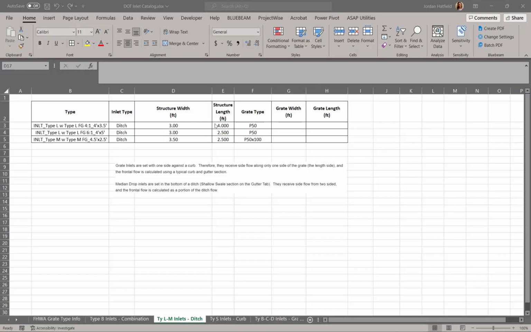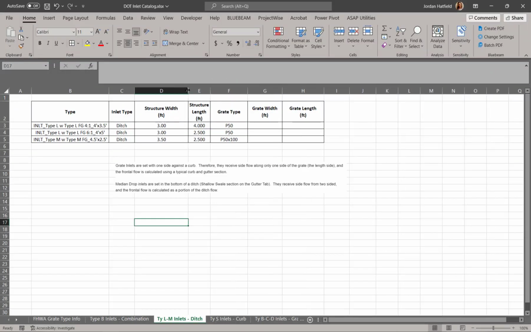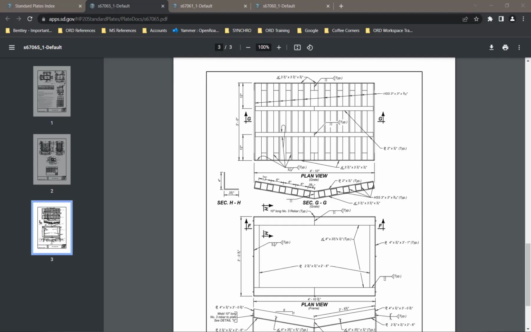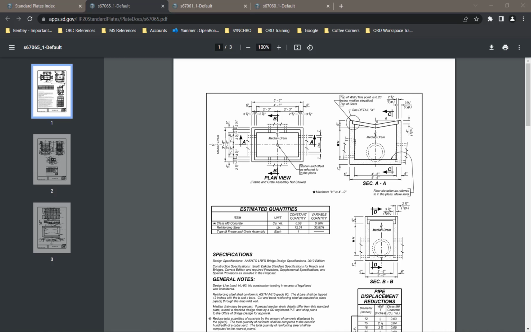And now that I have my structure information, next I'll move over to my grate width and length. So for my type M, my width is going to be 4 feet 10 inches, and then my length is going to be 3 feet. But if I look up here at section A, I can really see that the amount of space where the water can actually come into the grate is this 4.5 foot dimension for the width, and this 2.5 dimension for the length. So that's what I'm going to be using instead.